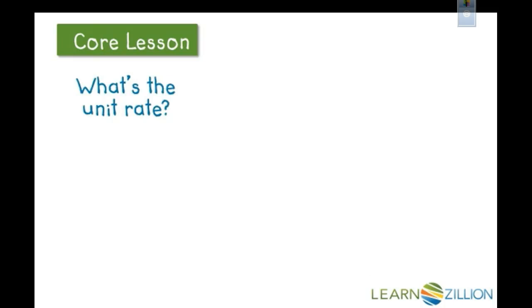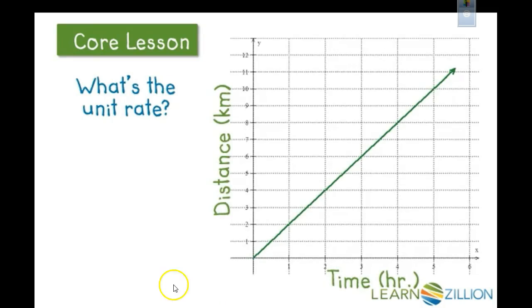Bottom of page 7 is what you're doing. What's the unit rate for this proportional relationship? Well, in this case, the fastest way is just to find 1 on the x-axis and see that 1 hour corresponds to 2 kilometers. So the answer would be 2 kilometers per hour.